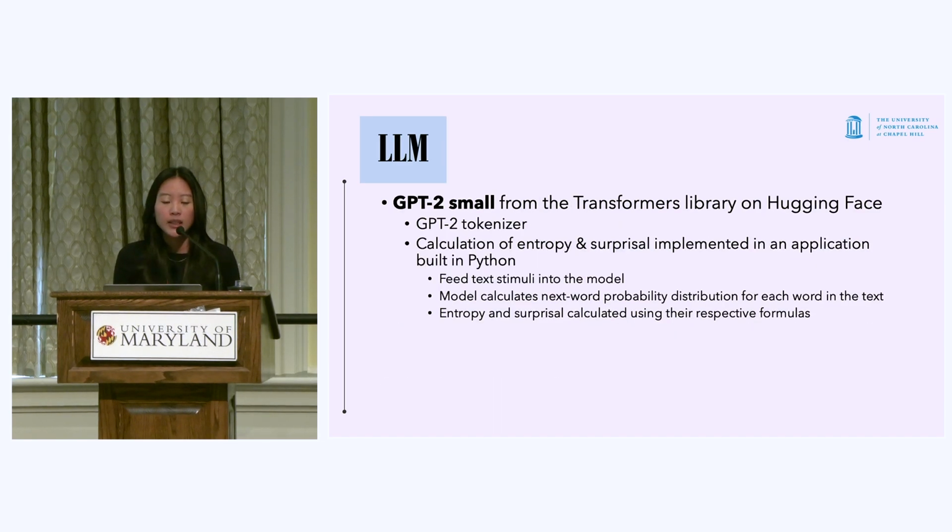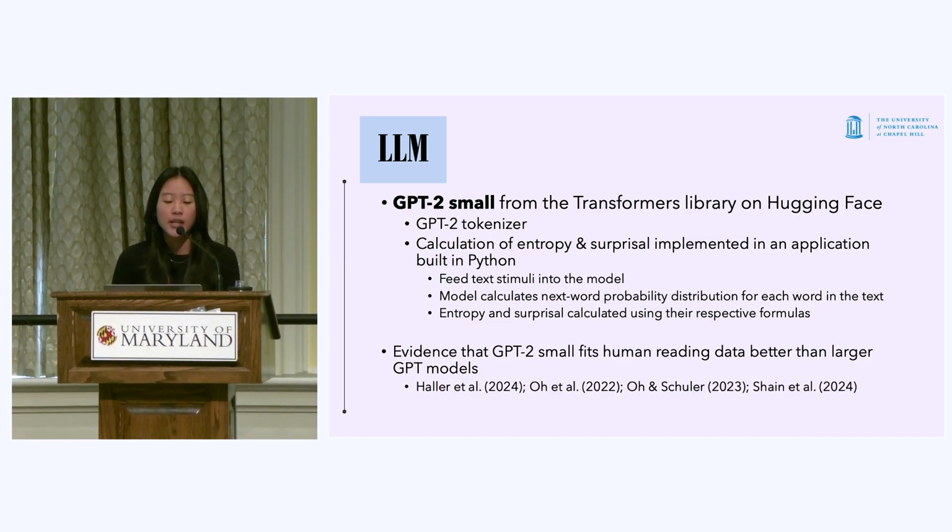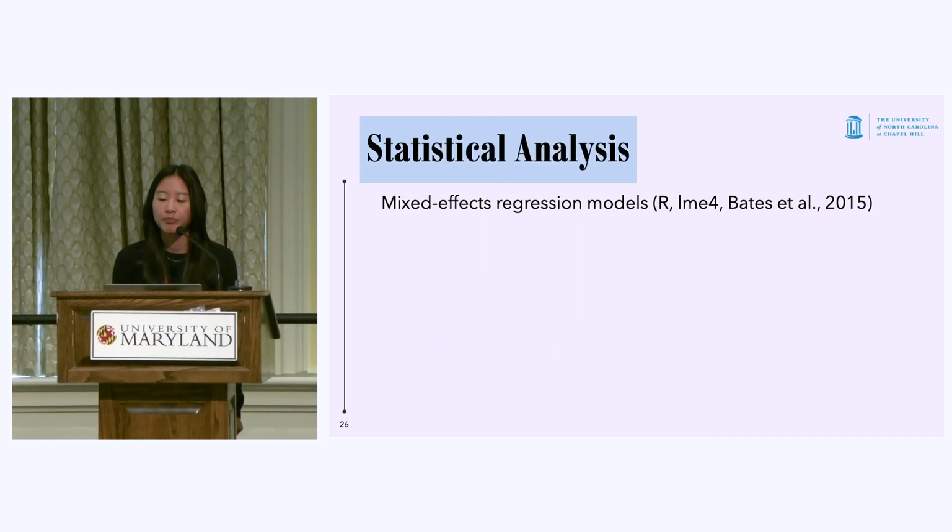The large language model used in this study was GPT-2 small from the Transformers library on Hugging Face. We also used the GPT-2 tokenizer and calculated entropy and surprisal in an application programmed in Python where we fed the stimuli into the model. The model calculated those next word probability distributions and then entropy and surprisal using their respective formulas. There's actually evidence that GPT-2 small fits human reading data better than larger models, and the idea is that as the models get much larger, they are surpassing and no longer mimicking human experience.